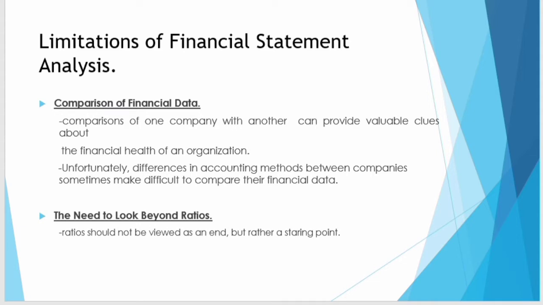For example, if a company values its inventories by the LIFO method and another company by the average cost method, then a direct comparison of their financial data, such as inventory valuation and cost of goods sold, may be misleading. Sometimes enough data are presented in the footnotes to the financial statements to restate data to a comparable basis.